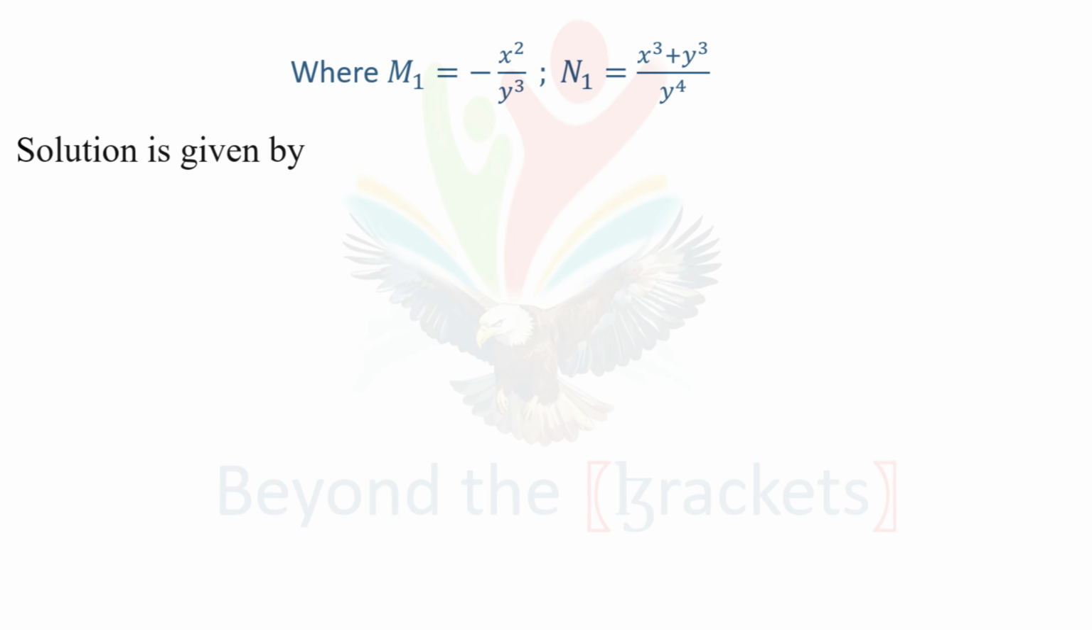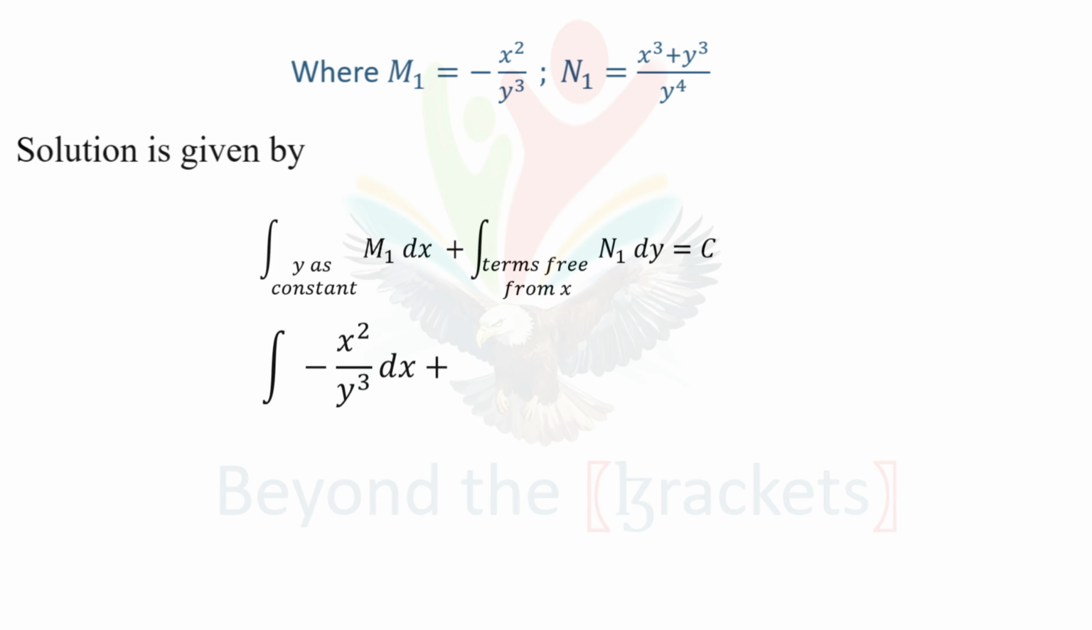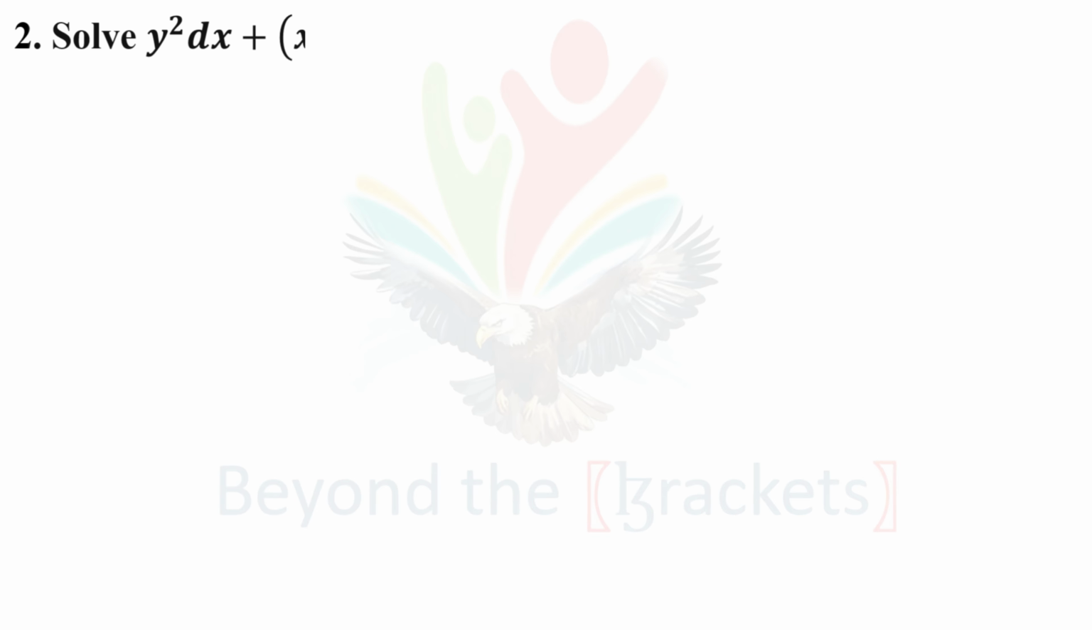Solution is given by integral M1 dx where y is taken as constant plus integral N1 dy where we are considering the terms free from x is equal to c. After writing the values of M as it is, in N we need to only write the values that are free from x. So y cube by y power 4 is the only term which is free from x, that is 1 by y. Integrating the first integral with respect to x, minus 1 by y cube is constant. Integration of x square will be x cube by 3. Integrating the second integral with respect to y, integration of 1 by y will be log y is equal to c.